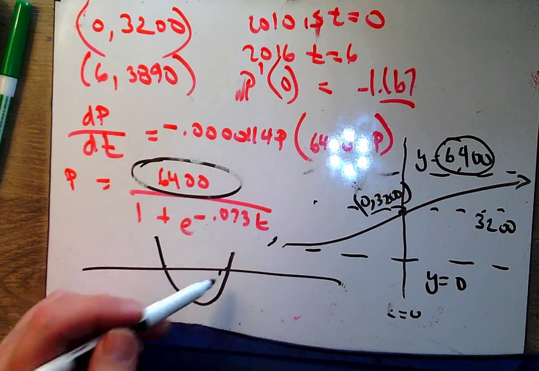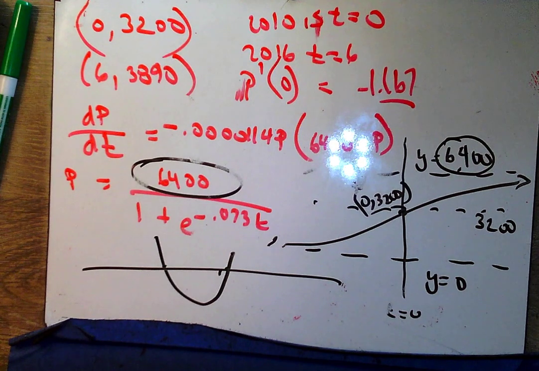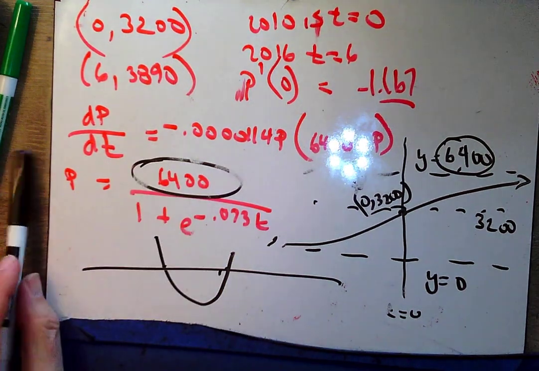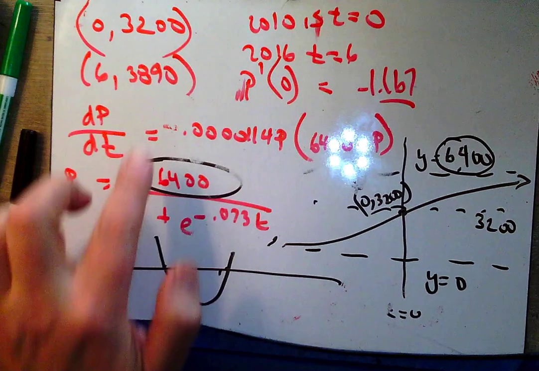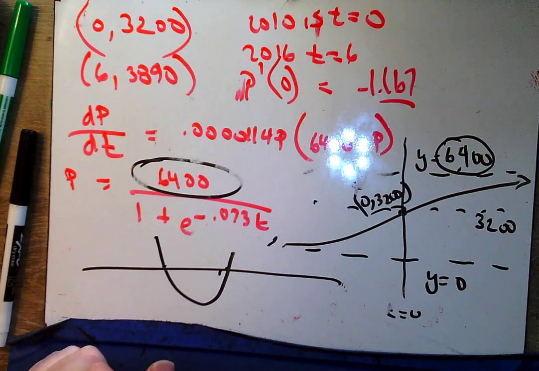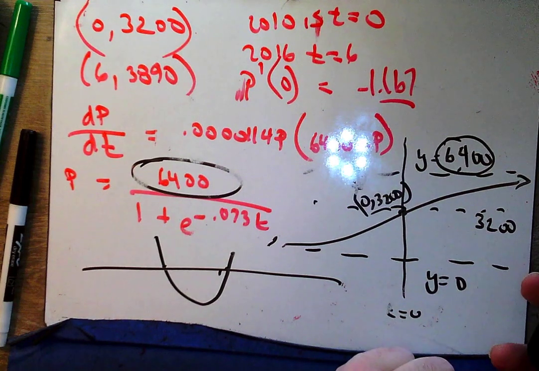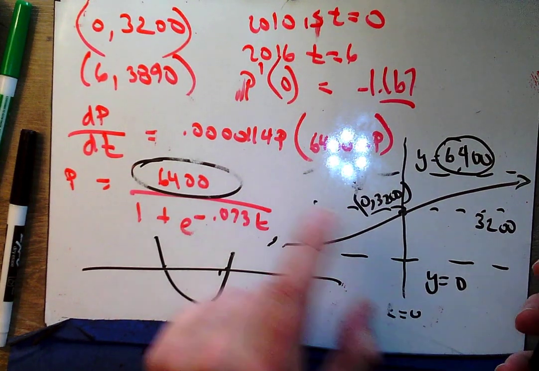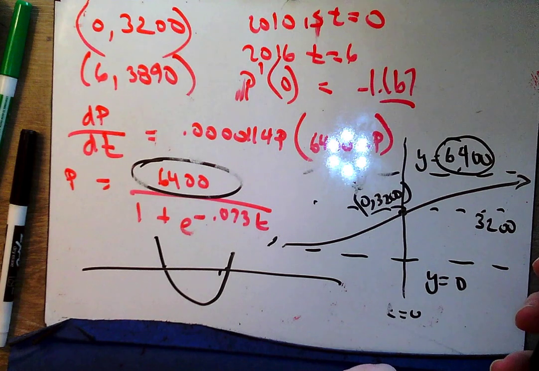Yeah, I think that's got to go. Let's try the problem that way. Okay, so I've got 0.0000114 times 3200 times 3200. Yeah, that fixes it.